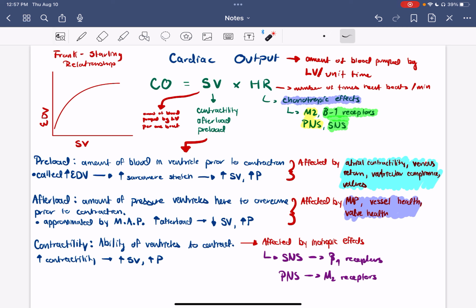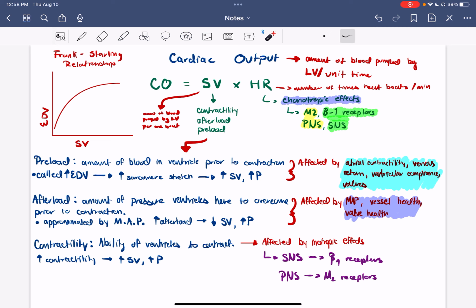Stroke volume is a bit more complicated. Not complicated, but it's got a bit more to it. Stroke volume is affected by three main variables: contractility, afterload, and preload. Let's start with contractility because it's the easiest one. Contractility is just the ability of the ventricles to contract, and it's also called inotropy. And it's affected by inotropic effects.